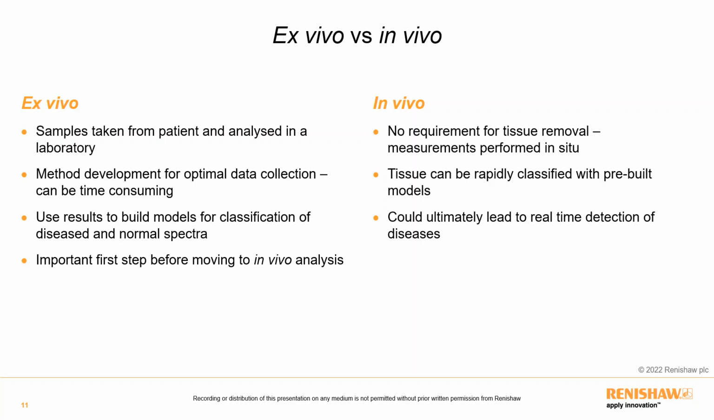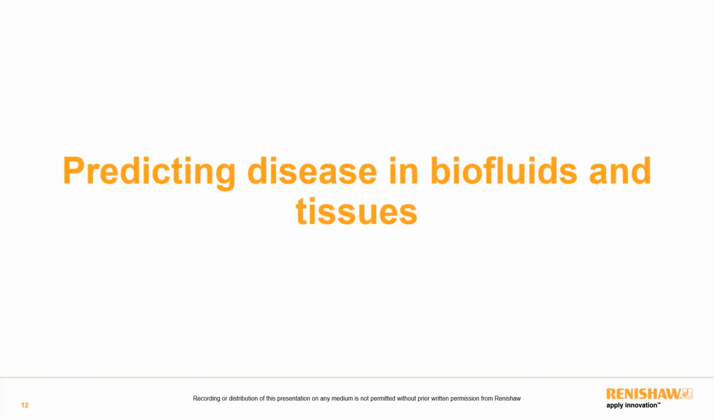Renishaw has research-grade systems for both in vivo and ex vivo analysis, and while these systems are not suitable for use in diagnostic procedures, they can be used for disease detection within research settings. So let's now look more at the ability of Renishaw's Raman systems to predict disease in tissues and biofluids.